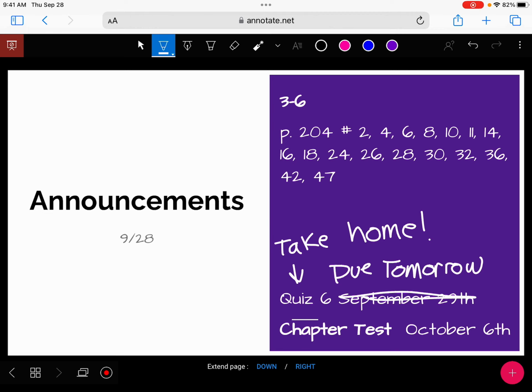Which means we have time to slow down on tomorrow's notes because we need that too. Our chapter test is next Friday. I will get you guys the review as soon as I can. Yay. Okay? Wait, so the quiz is due tomorrow. Come in. Put it in the bin. We're taking notes tomorrow. So you're not going to have time in class to work on it.